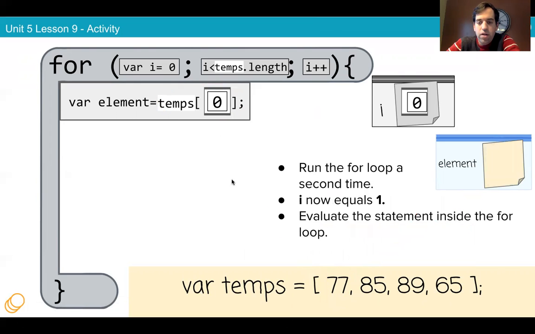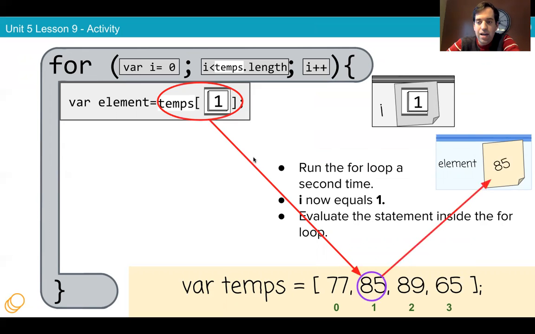All right, so now we're going to run the loop for a second time. Well, bam, i now equals 1, and we can evaluate the statement inside the for loop again. So this time, temps bracket 1 is the second number in the list. So the variable element is going to be given the number 85.